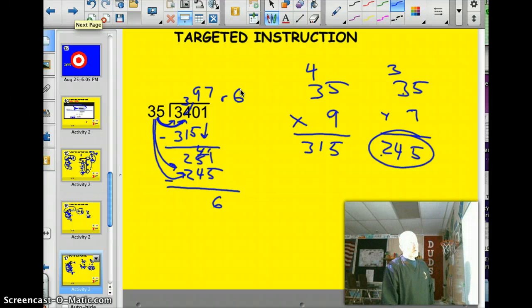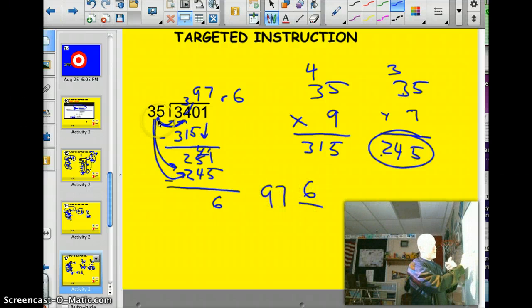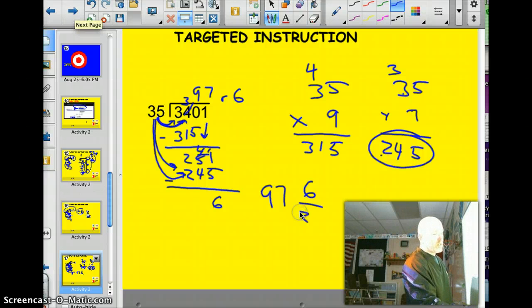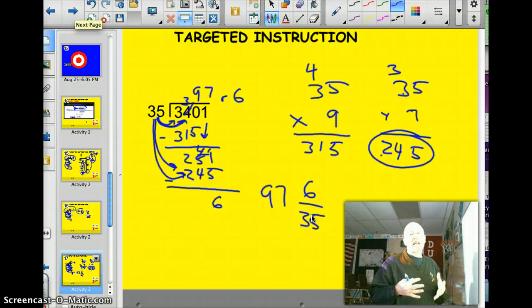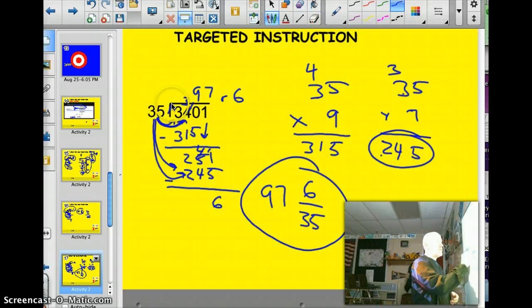So the answer to this problem is 97 remainder 6, or expressing it that other way, it's 97 and 6 35ths, because I have 6 parts of a pizza or a whole divided into 35 sections. So either of these is the correct answer.